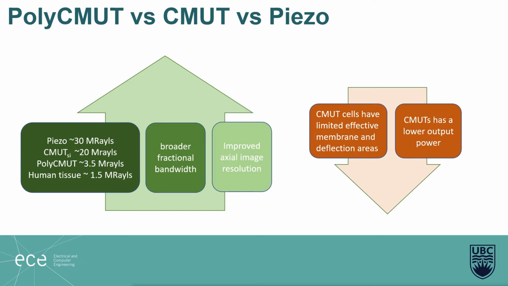However, due to its limited effective membrane and deflection areas, CMUT outputs lower power. Fortunately, impedance matching improves power transfer efficiency, but normally this will reduce bandwidth and, by consequence, heavily affects the image quality.